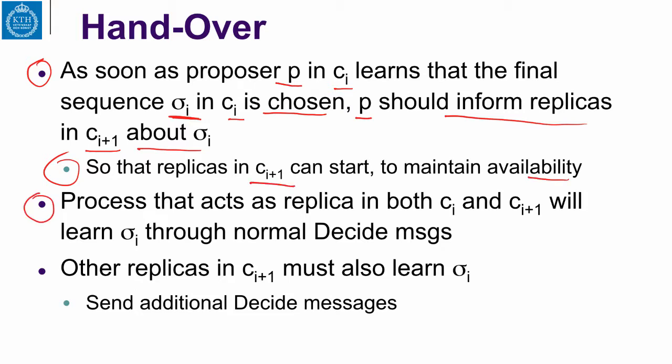A process that acts as a replica in both Ci and Ci+1 will learn this sequence through normal decide messages, and as we said, other processes in Ci+1 also learn this, either from a store or by sending additional decide messages to them.